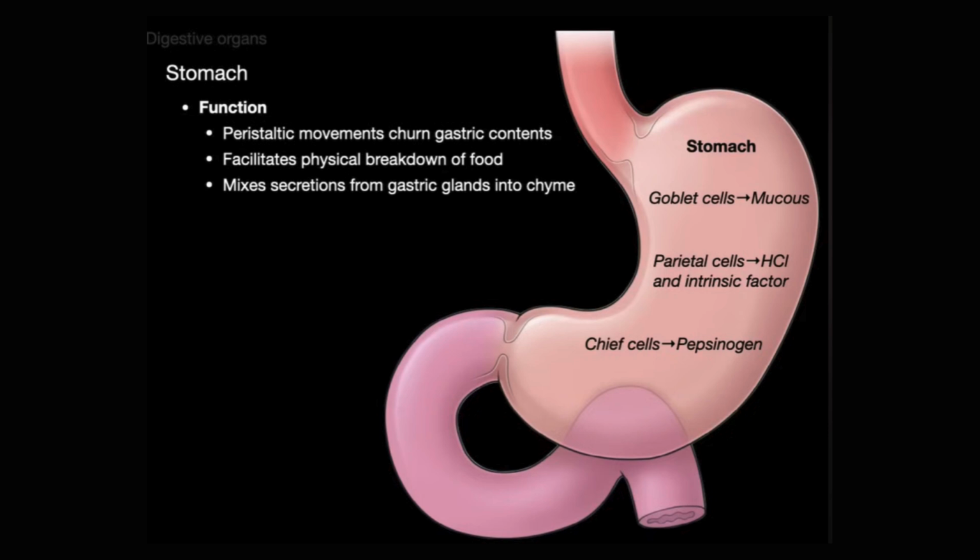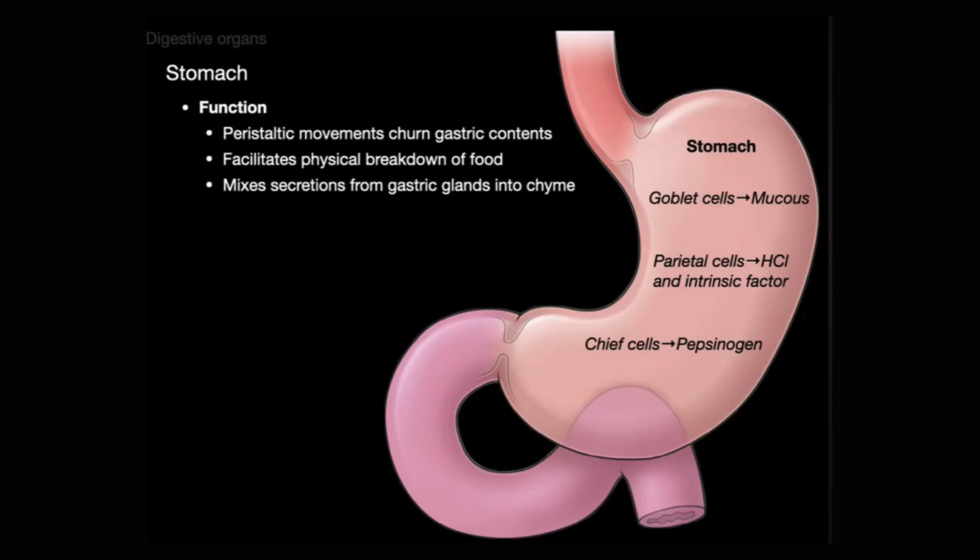So first, the goblet cells. Those goblet cells are going to secrete mucus, protecting the stomach lining from the acid itself. So the goblet cells, like I said, produce mucus, which protects the outer lining of the stomach. That's why hydrochloric acid doesn't directly burn through our stomach, because the goblet cells secrete mucus to protect the lining of the stomach from the acid itself.